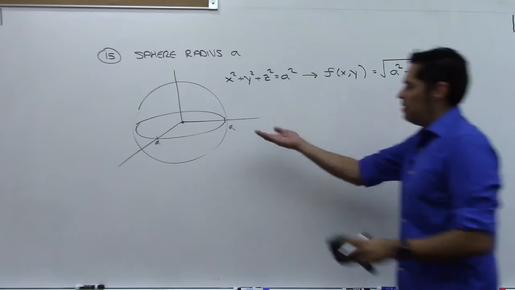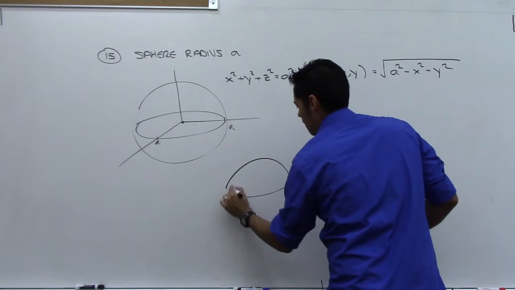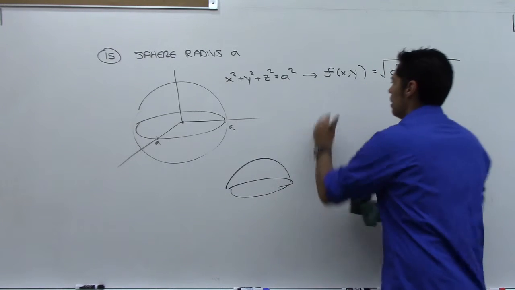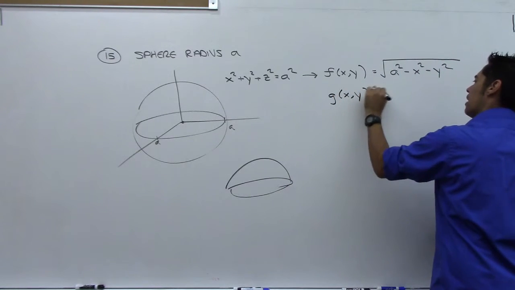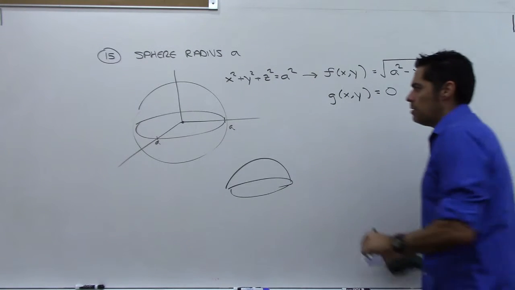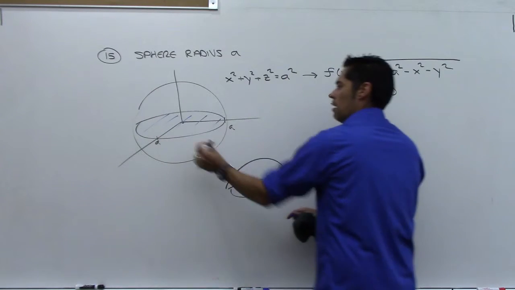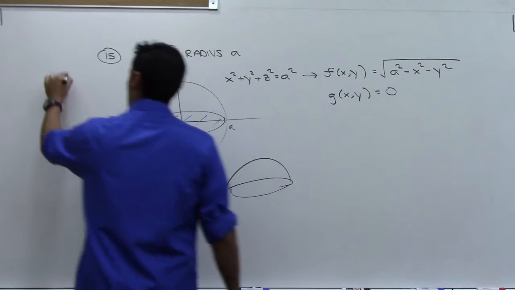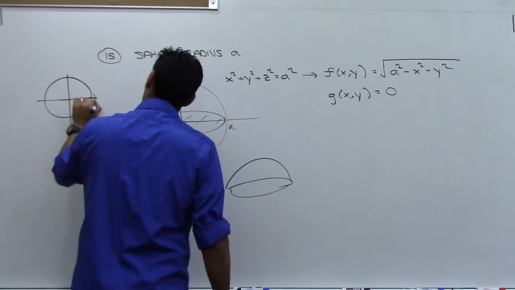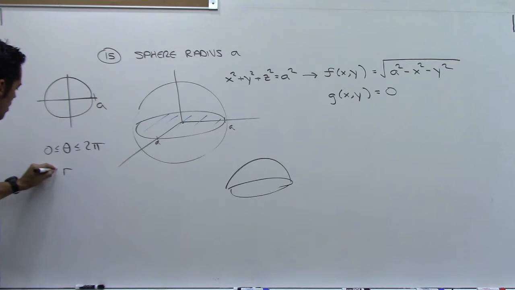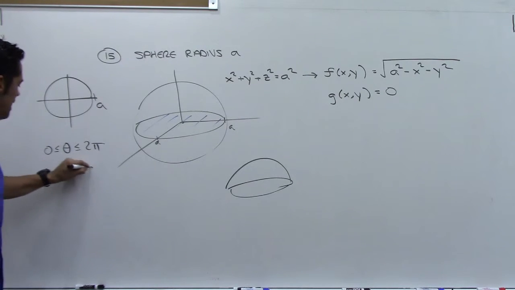And then the bottom of this, so I'm just looking at the top hemisphere. Right, so the top cap is this. The bottom cap is the g function, that's just 0 again. And I need my region of integration. My region of integration is going to be the ground here. And so that I should be able to get pretty easily. It's just a circle of radius A. So my theta is between 0 and 2 pi. And my r is between 0 and A.